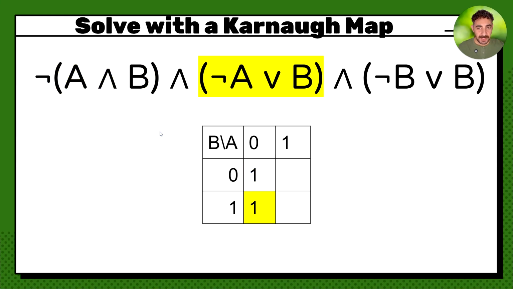This segment also has a not A, but also has or B. So in this case, we also need to fill in this part that has a 1 for B. The last segment also contains a not B or B, and these are already filled in. So that leaves us with just having to group our values.